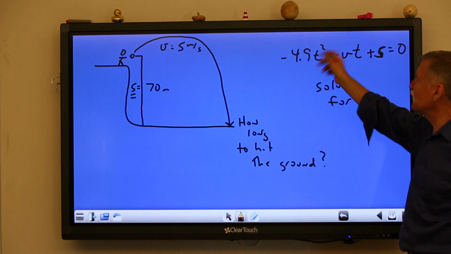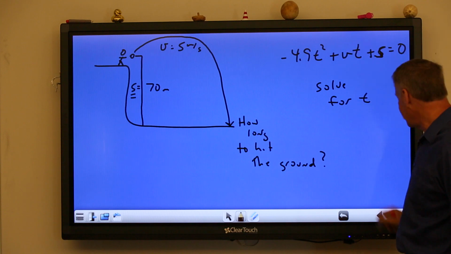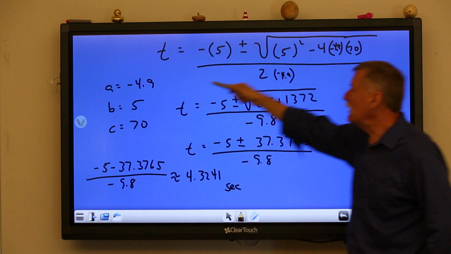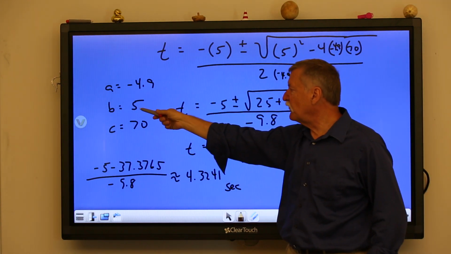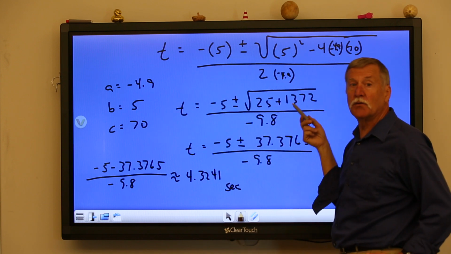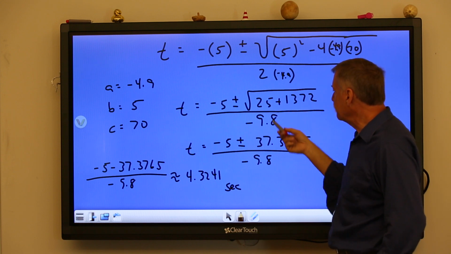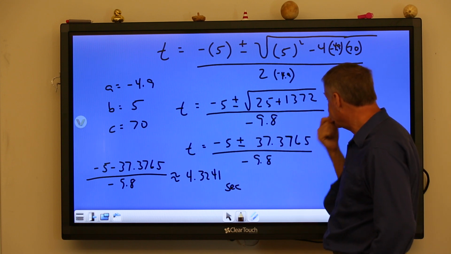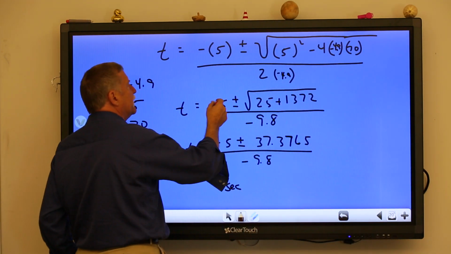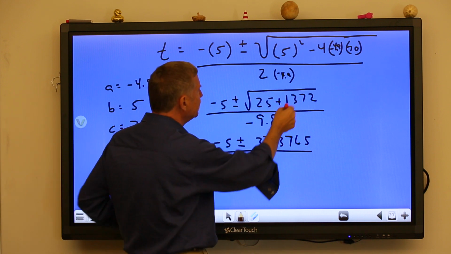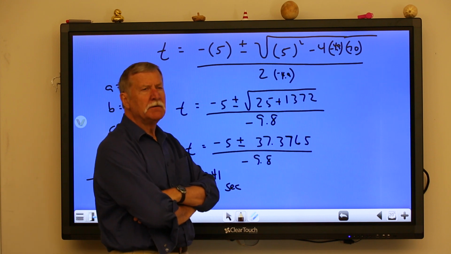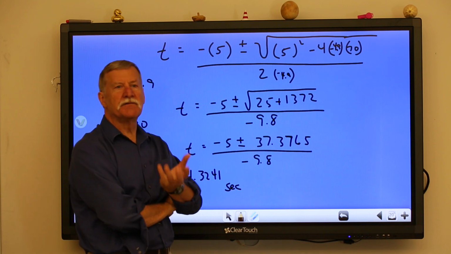And we don't want to mess with trying to factor this. Gosh, 4.9 is factor? Nah. Instead, we'll simply use the quadratic formula. We'll substitute in a is minus 4.9, b is 5, c is 70, the initial height. And we put all this substituted into the quadratic formula. We simplify it as best we can, and we get this: minus 5 plus or minus the square root of 25 plus 1,372.